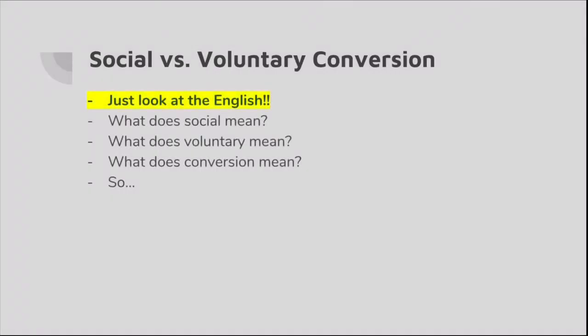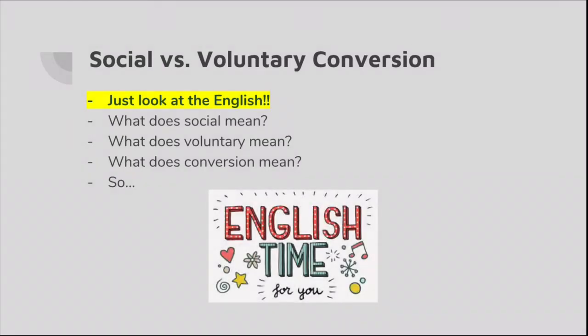Okay, social versus voluntary conversion. A very simple concept. All we have to do is look at the English. Social is something that describes a person. Most commonly, we see in history that the thing that describes a person the most is their culture. So if someone changes their culture, that is social conversion. Now, voluntary means to do something without being forced to do it. So if I voluntarily convert, I convert without being forced to do it. So honestly, that's the difference. People try to make it harder than it sounds. Also, these two aren't mutually exclusive. For example, you could voluntarily undergo social conversion.